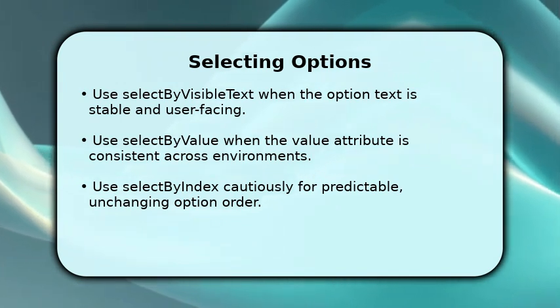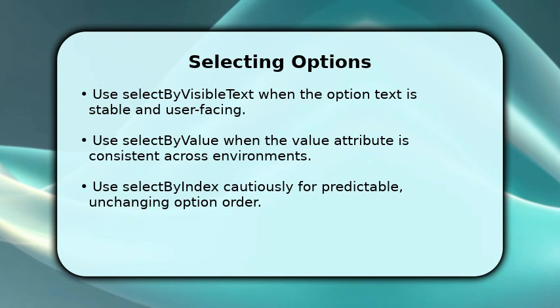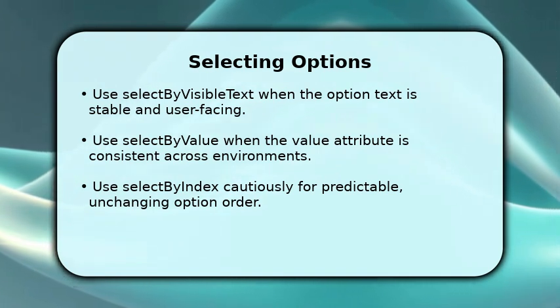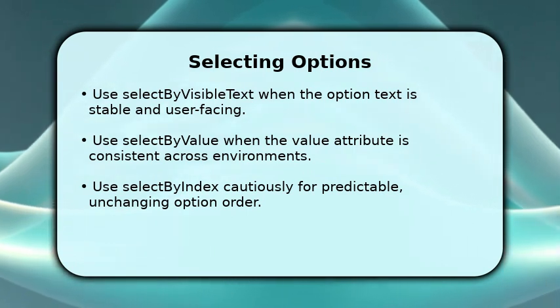For dynamic lists, iterate options and match using contains or regex for partial matches. Always confirm selection using getFirstSelectedOption and assert the expected text to catch regressions early.